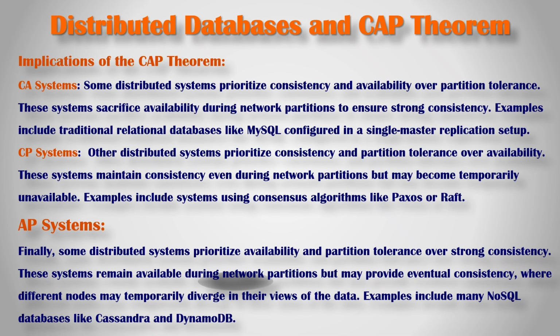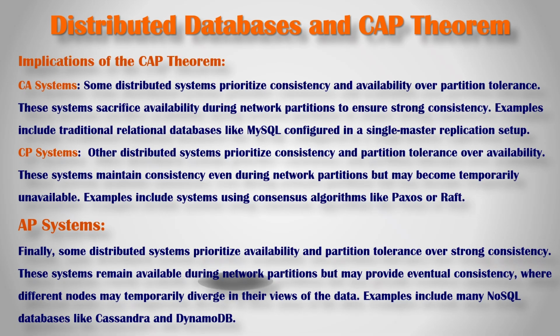CA systems. Some distributed systems prioritize consistency and availability over partition tolerance. These systems sacrifice availability during network partitions to ensure strong consistency. Examples include traditional relational databases like MySQL configured in a single master replication setup.